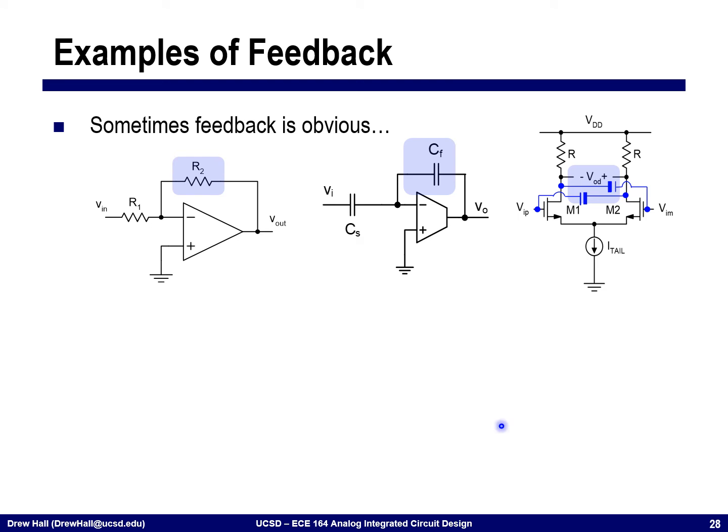All right, so let me show you a couple of examples of feedback. Oftentimes feedback is very obvious in circuits. That is, we're taking the output and feeding a portion directly back to the input. In this case, R2 is an example of feedback. We can do this with capacitors as well. In this case, CF is feeding back part of the output to the input.